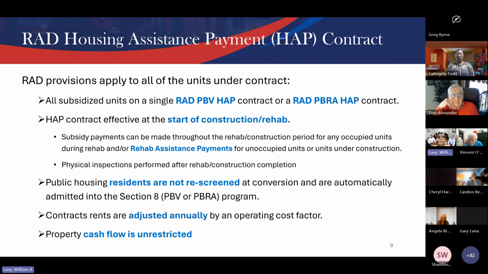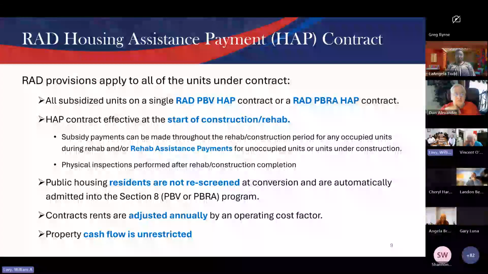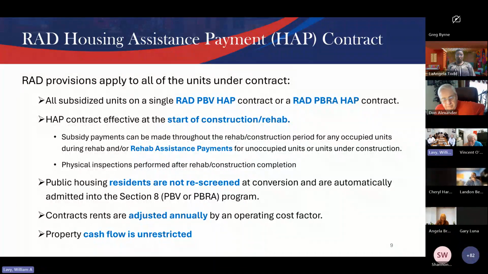Public housing residents are not rescreened at conversion, even though they are new to the Section 8 program. That's also part of the special RAD waivers. They're automatically admitted into the Section 8 program, which is a really important promise in order to help protect residents and make sure that RAD doesn't result in any adverse action.